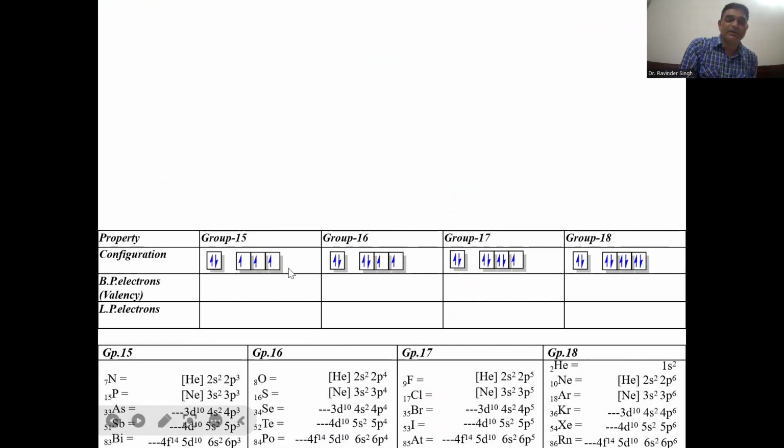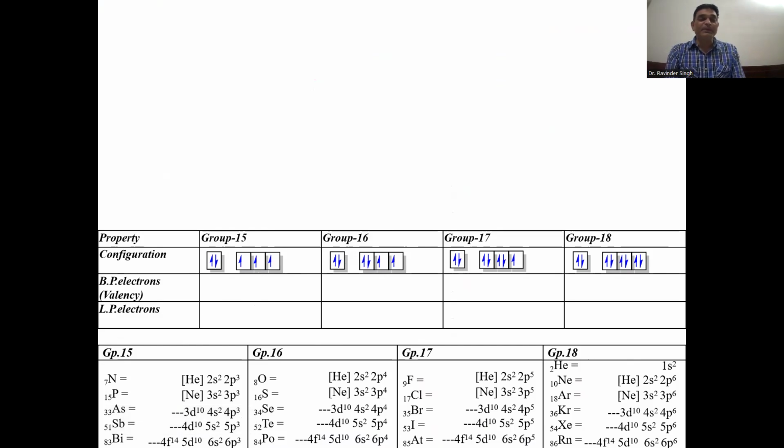But you have seen among these elements there are two types of electrons in the valence shell: some are unpaired electrons and some are paired electrons. These have special names. The unpaired electrons are used in the formation of covalent bonds, so they are called bond pair electrons, BP electrons, and that is called the valency of the element. The covalent bonds formed by an atom of an element are called its valency.